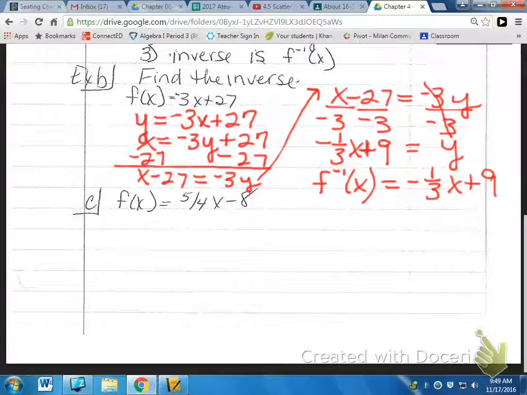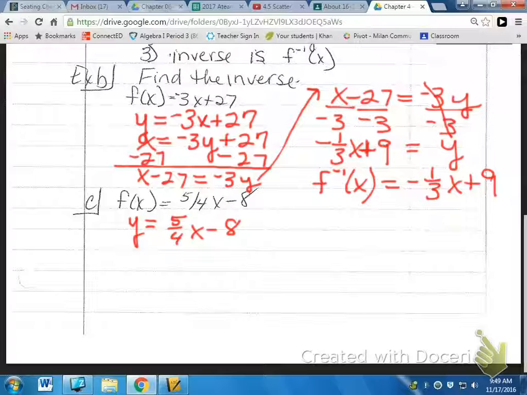So you make it an equation with an x and y, you switch the x and y, and you solve for the new y. That's the inverse of the original. Okay, second, f of x equals 5/4 x minus 8. Again, they've given it to us in function notation. So I'm going to put y equals 5/4 x minus 8.